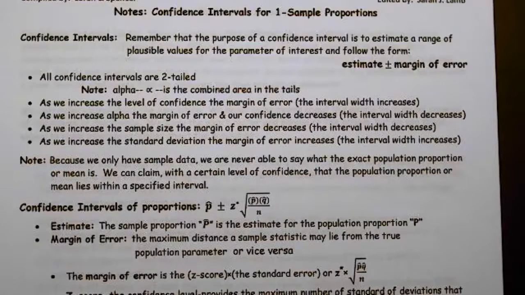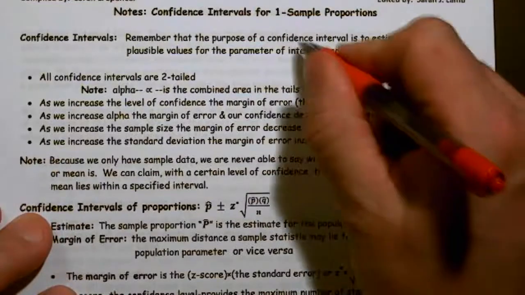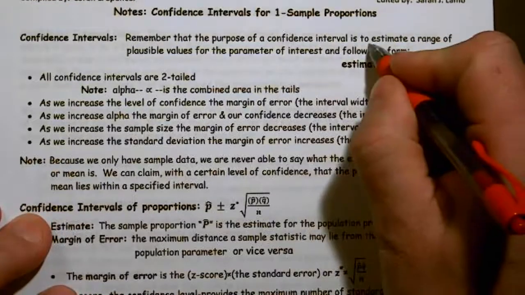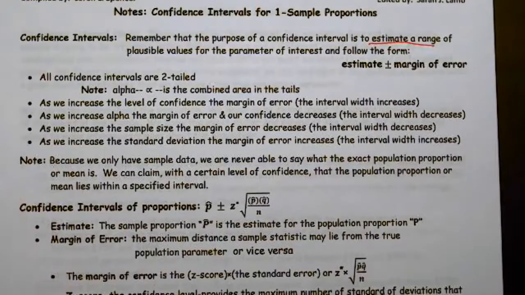We're going to review the concept of confidence intervals very rapidly and do confidence intervals for one sample proportions. Hope you'll find this useful. So remember, the purpose of a confidence interval is to estimate a range. So this is estimating a range of where the true population parameter falls.